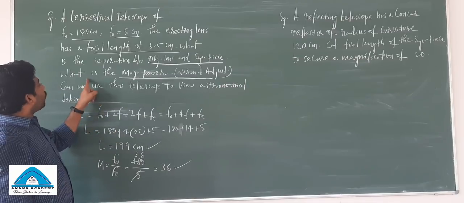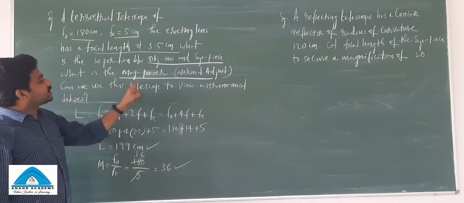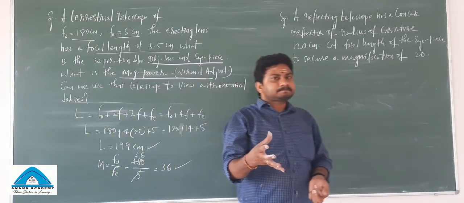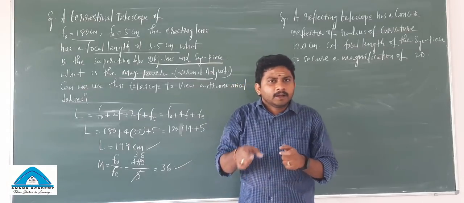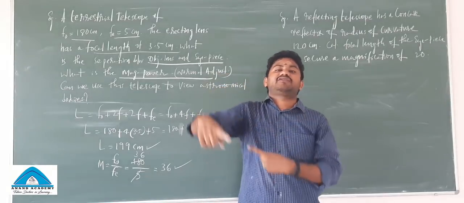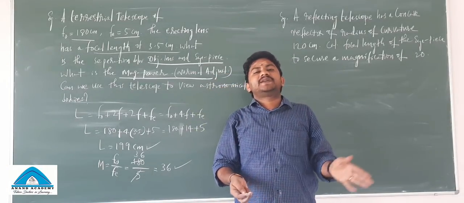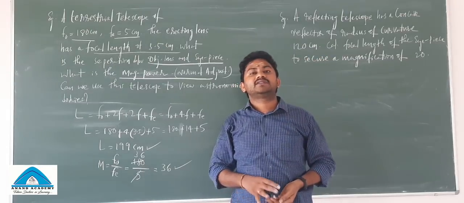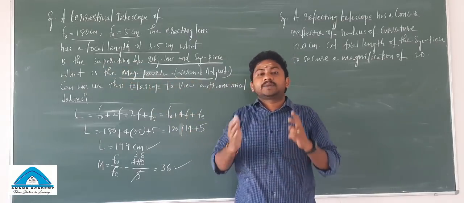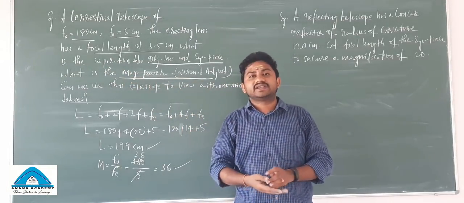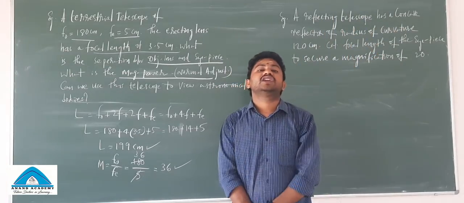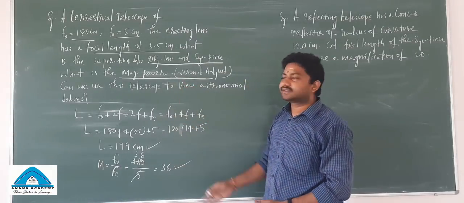Now the last question: can we use this telescope to view the astronomical bodies? Definitely we can use it, but I have told you already, the brightness of the image will be affected because of the more number of refractions. In an astronomical telescope, there are 2 lenses through which refraction takes place, but here refraction takes place through 3 lenses. So the brightness of the image will decrease. More refractions, brightness of the image will decrease. So that's the answer for this.